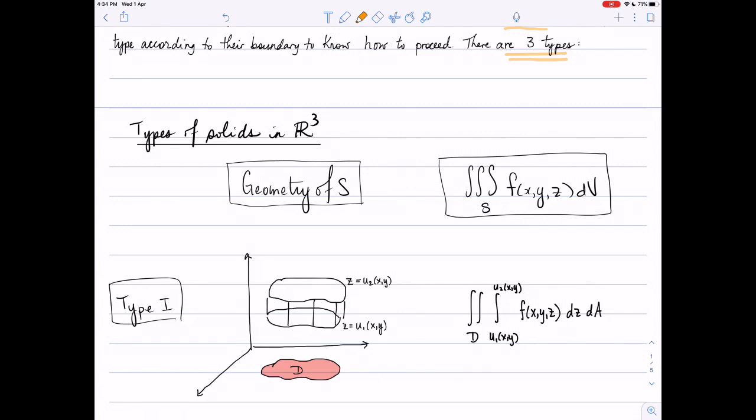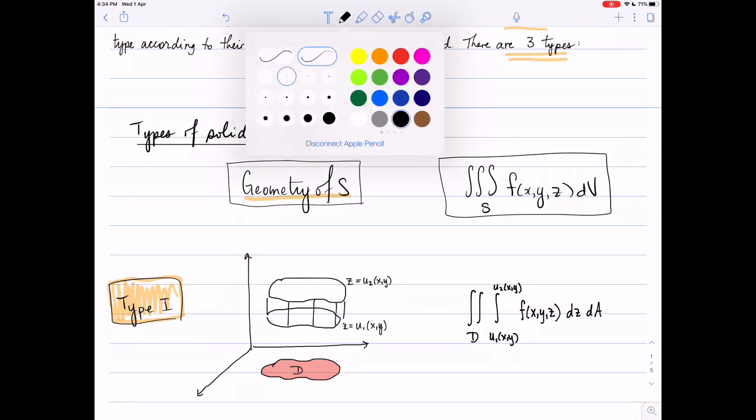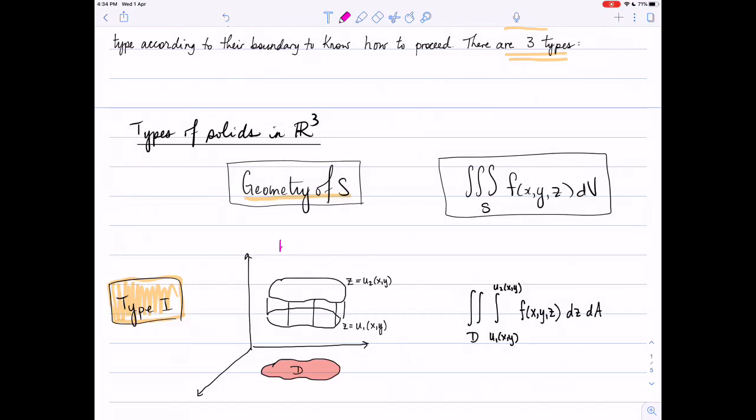We'll take a look first. This numbering, type 1, type 2, type 3, really doesn't matter, it doesn't matter what they're called, as long as we recognize what's important, and that's the geometry of them. So the geometry of a type 1 is a solid that is bounded above and below.